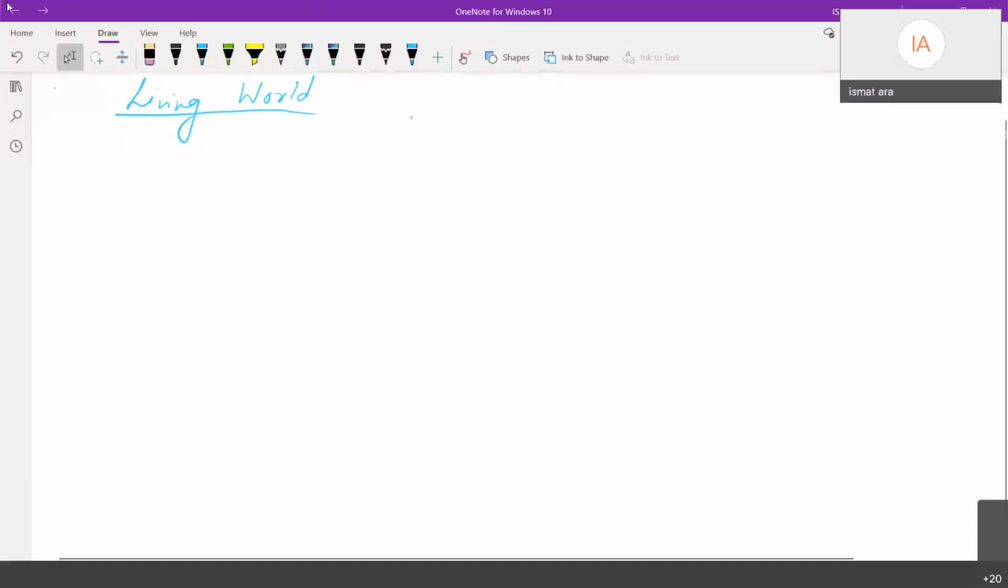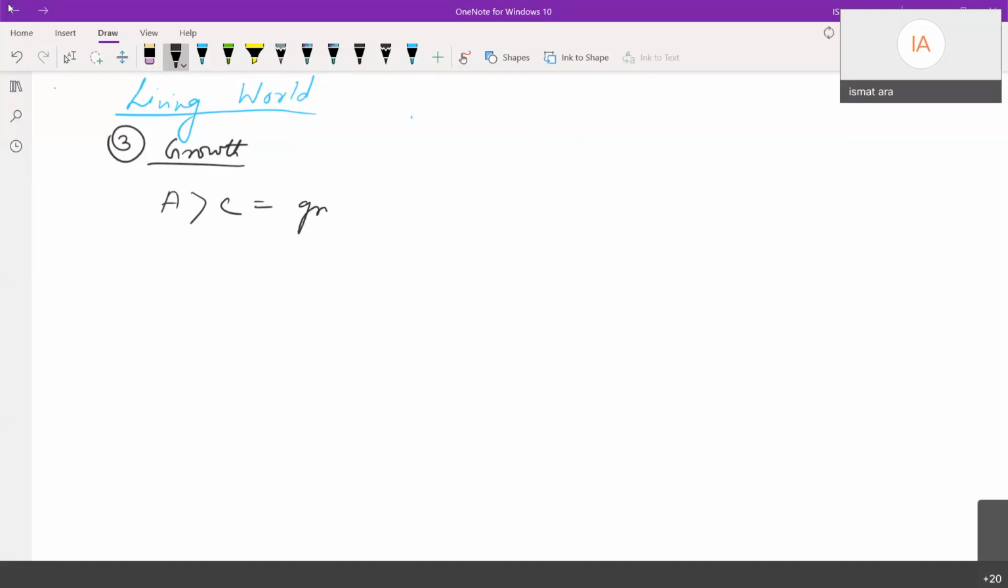Now the third feature is growth. Actually, what is growth? It is the result of two components of metabolism. I'm showing you one example. Suppose anabolism is greater than catabolism, more synthesizing occurs. Then you can say that growth occurs.